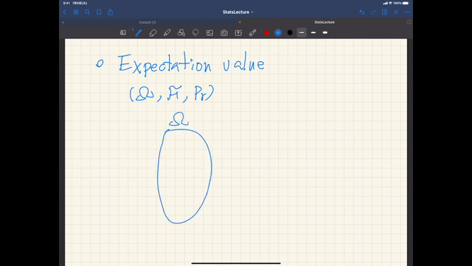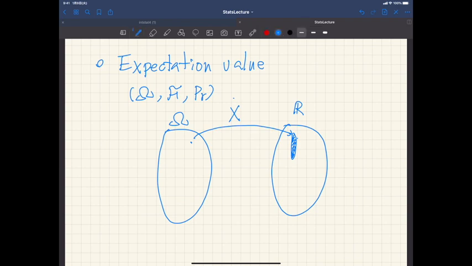Let's say this is the sample space and this is a set of numbers, usually real numbers. Then we define a function X that maps each element of omega to some number. If this function X is a measurable function, then this is called a random variable. But what is a measurable function? Let's take a subset of real numbers here, like an interval.